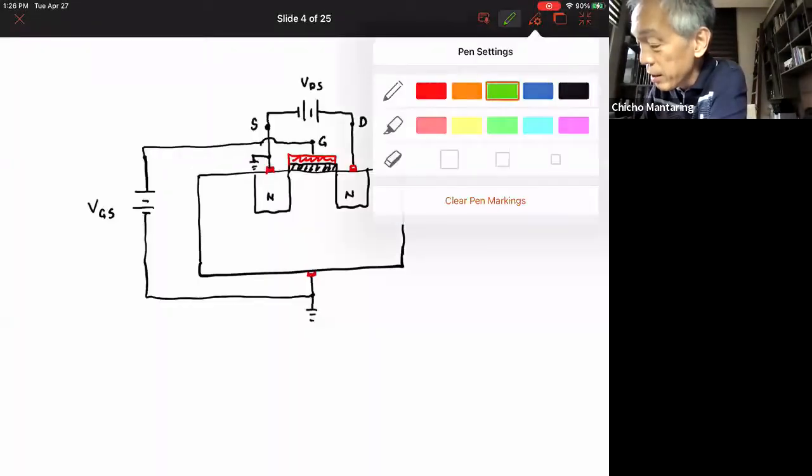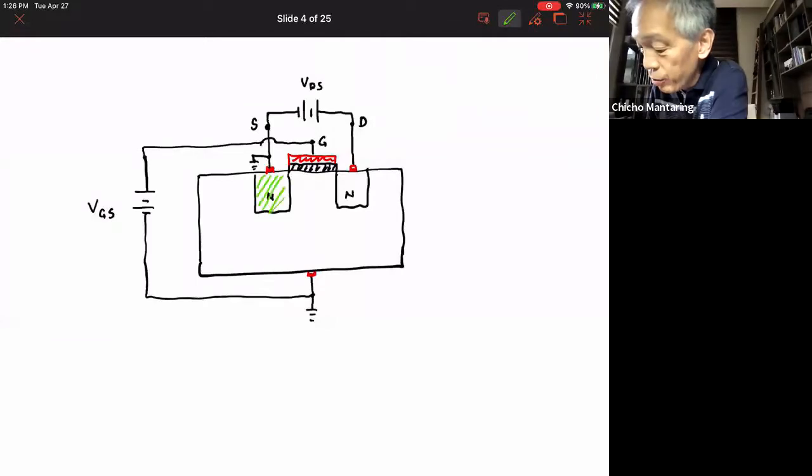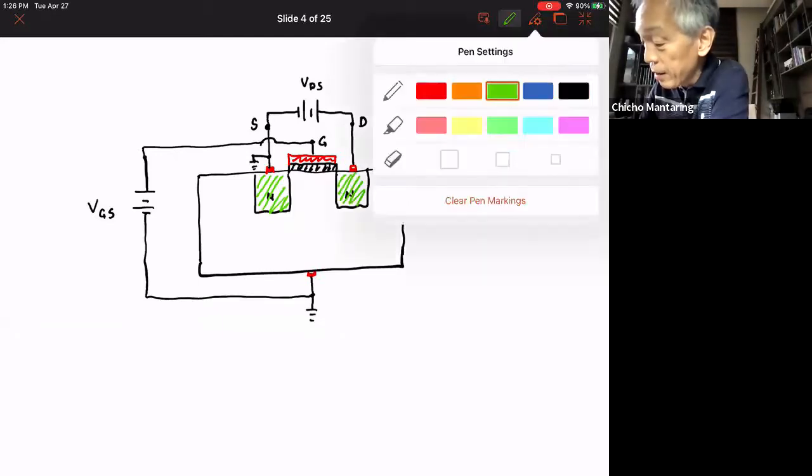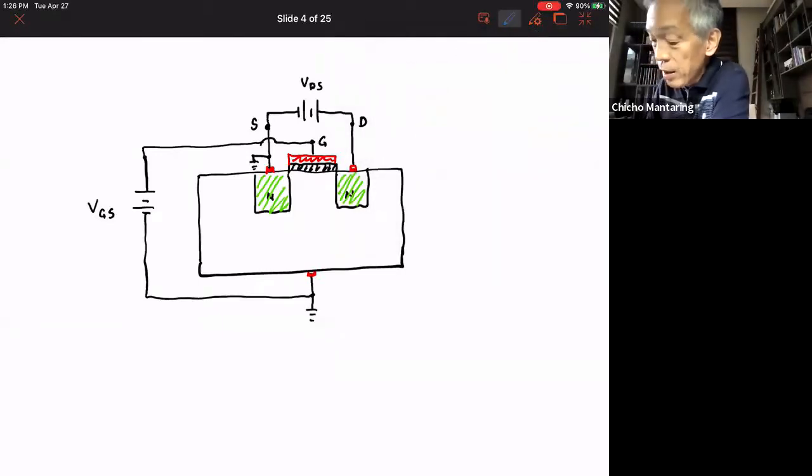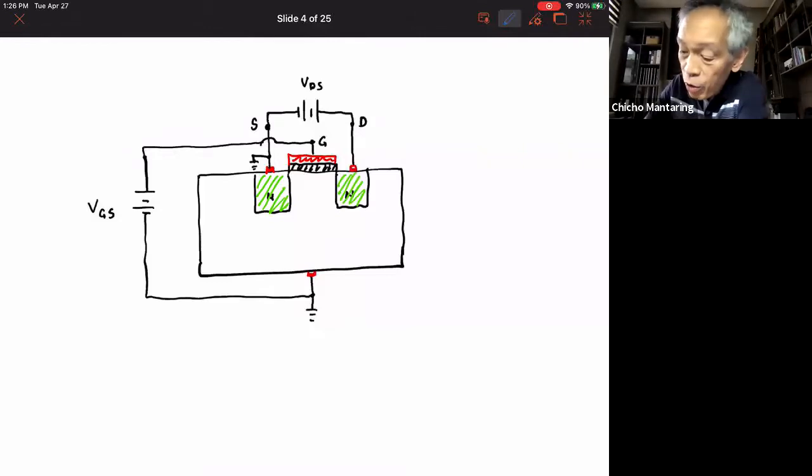What will happen? This is going to cause an electric field to exist between this metal and the bulk. What will that electric field do?